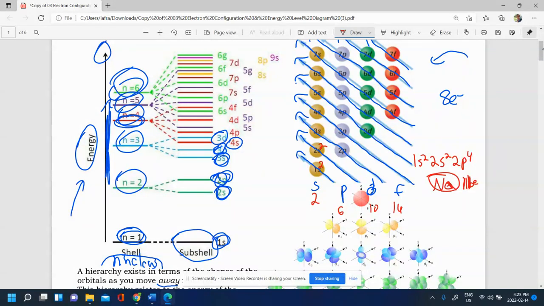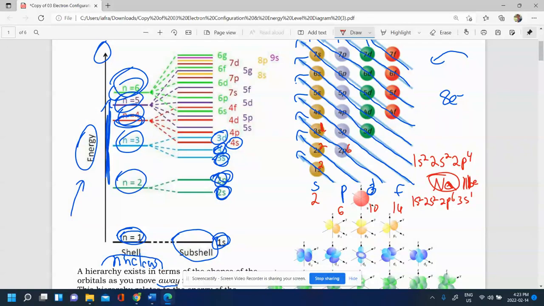So 2, 2, that's 4. In 2p, I can fit 6 total. So I'm at 10. Next, I'm going to 3s. But I can only have 1 left, so 1 there. So this would be 1s2, 2s2, 2p6, 3s1.